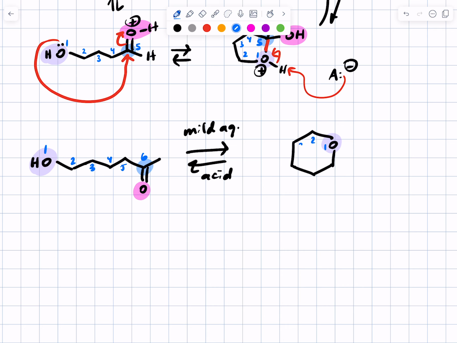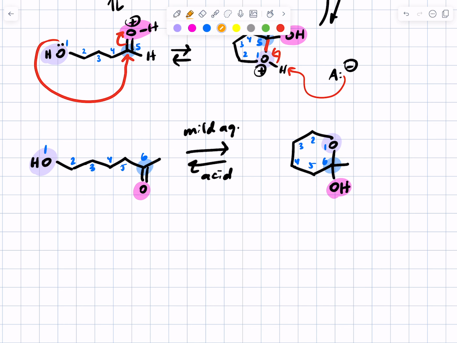At this stage, it doesn't matter whether you go clockwise or counterclockwise. 1, 2, 3, 4, 5, 6. Carbon 6 is your carbonyl carbon. Carbon 6 has got to be bonded to the same stuff that it was bonded to here. The carbonyl oxygen becomes the pink OH group. And then the methyl group on carbon 6 is there.